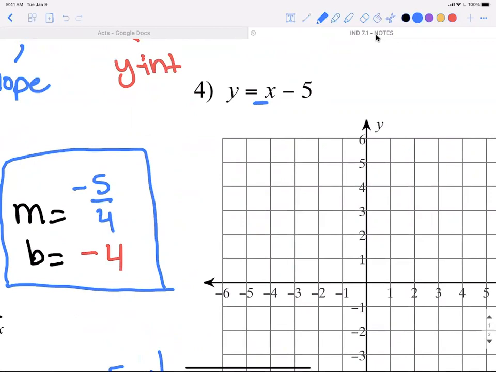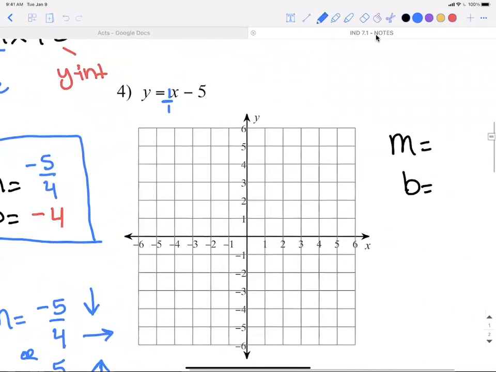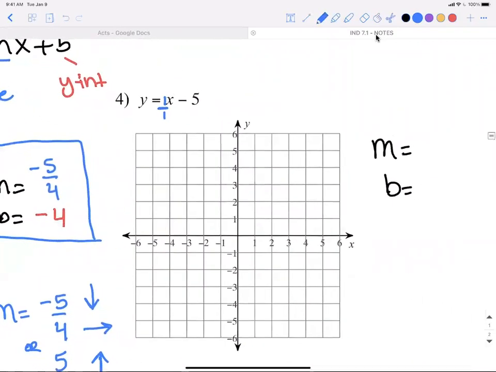It's a 1, and it's really 1/1, right? Because every whole number can be written over 1. So my M, for movement's sake, I need a fraction. So I have 1/1. My B is -5.